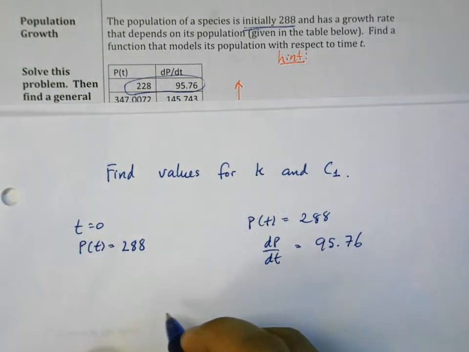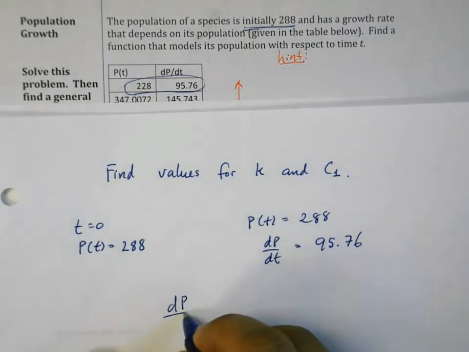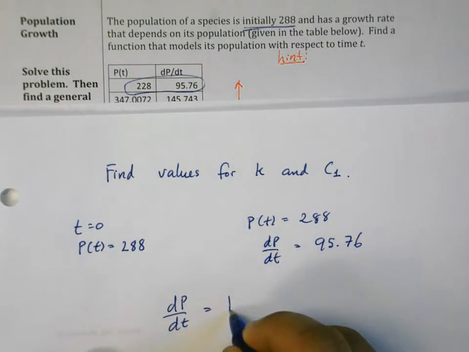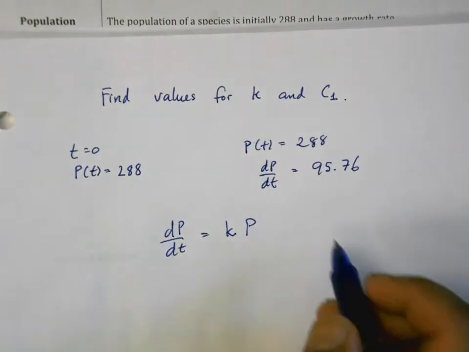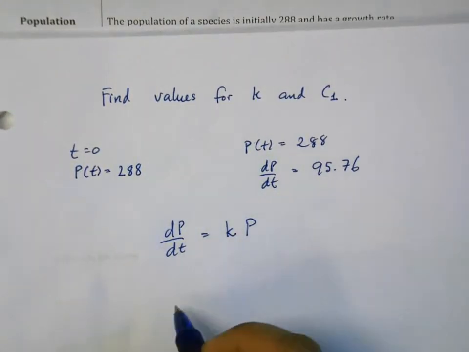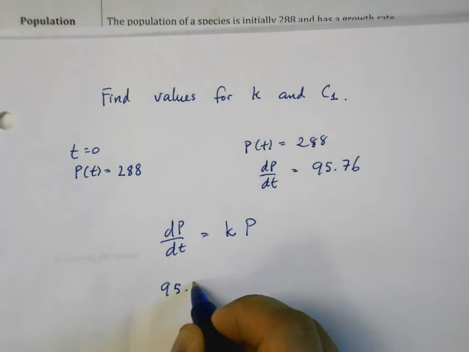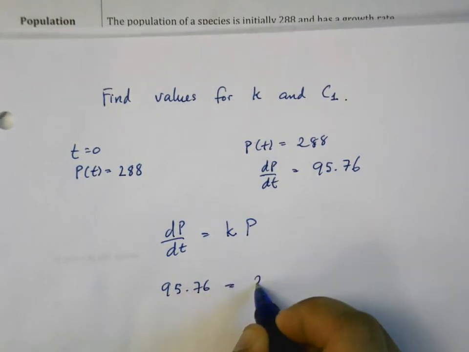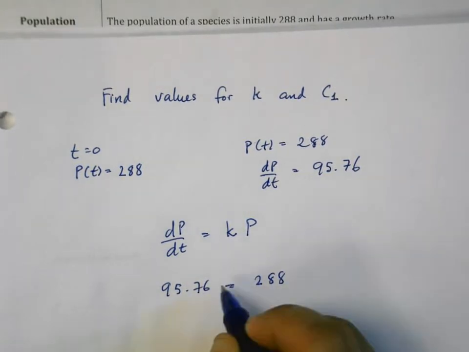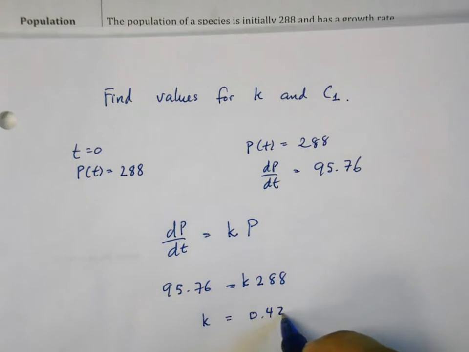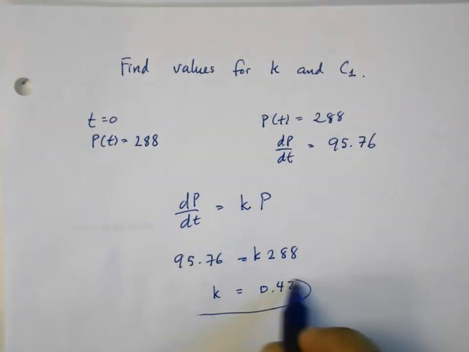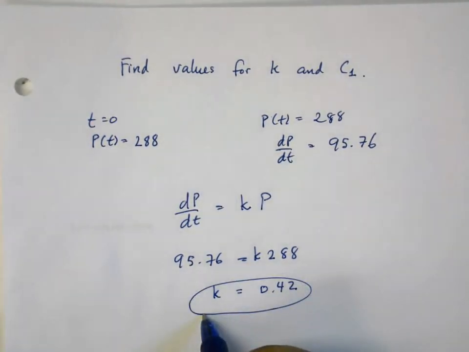So let's go back to the equations that we have. We have dP over dt is equal to K times P. Making these substitutions, we have 95.76 is equal to 288 times K, which means that K is equal to 0.42. So that's an important fact that we get to use.